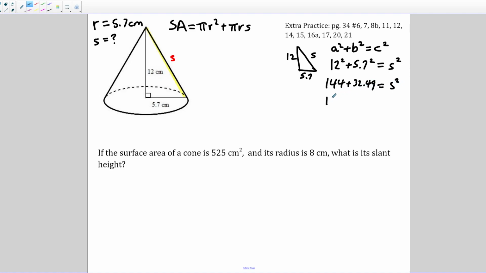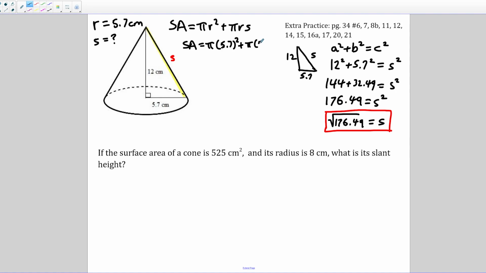If I add these two guys together, I get 176.49 is equal to s squared. And then I take the square root of both sides. So the square root of 176.49 is equal to my slant height. And now that I found the slant height, we can go ahead and plug in our known values. So pi times 5.7 squared plus pi times 5.7 times the square root of 176.49. So plugging all of this into my calculator gives me a final answer of 340 centimeters squared when rounded to the nearest whole number.